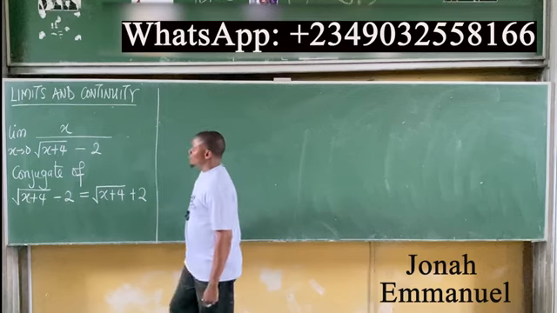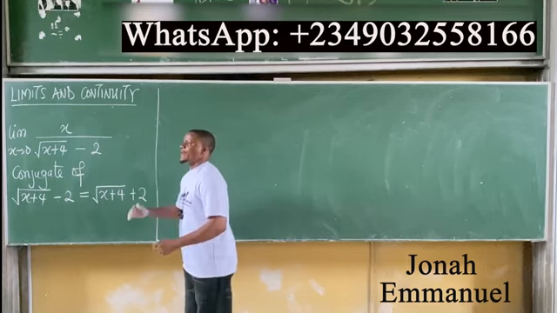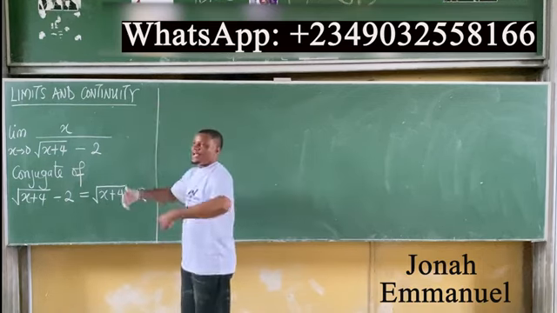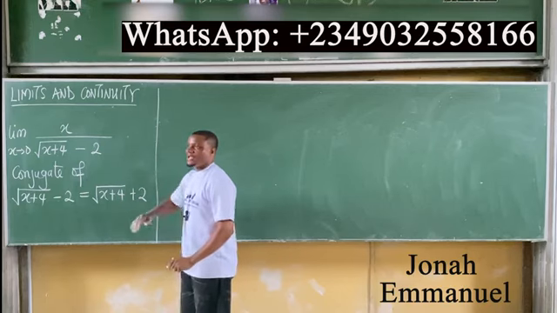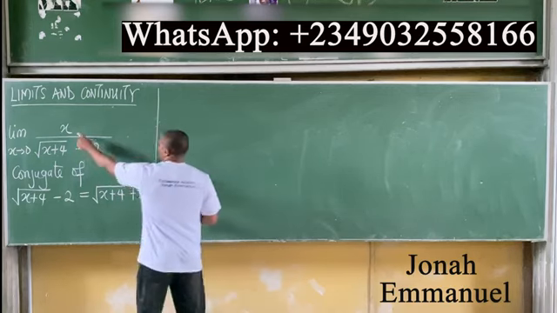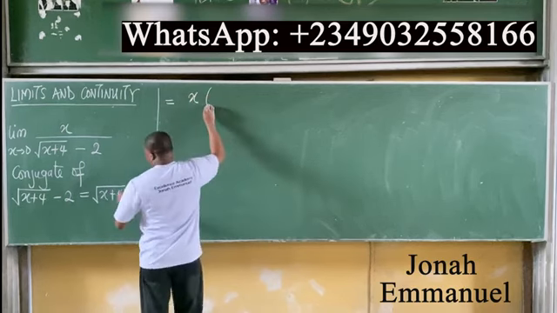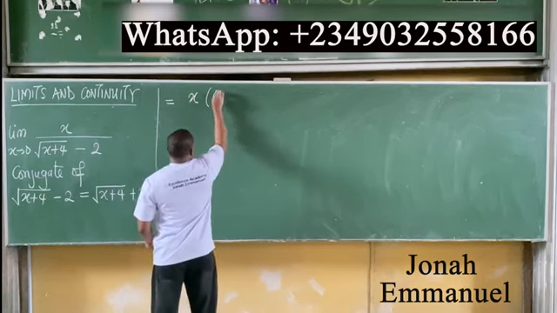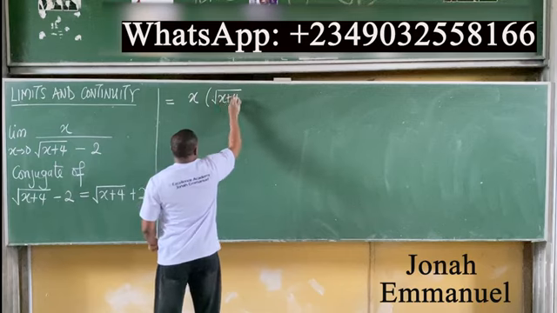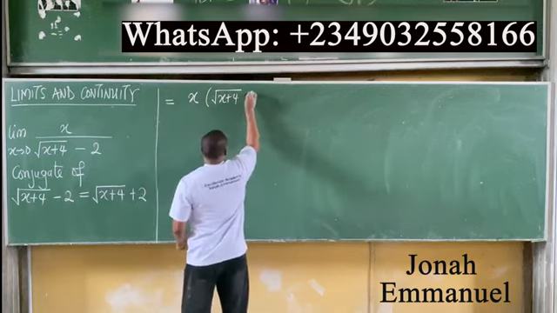All right. When you're done with this, what next? You will multiply both numerator and denominator by what? The conjugate. So take the numerator. This is equal to, numerator is x. Multiply this by the conjugate here. That's root x plus 4 plus 2.